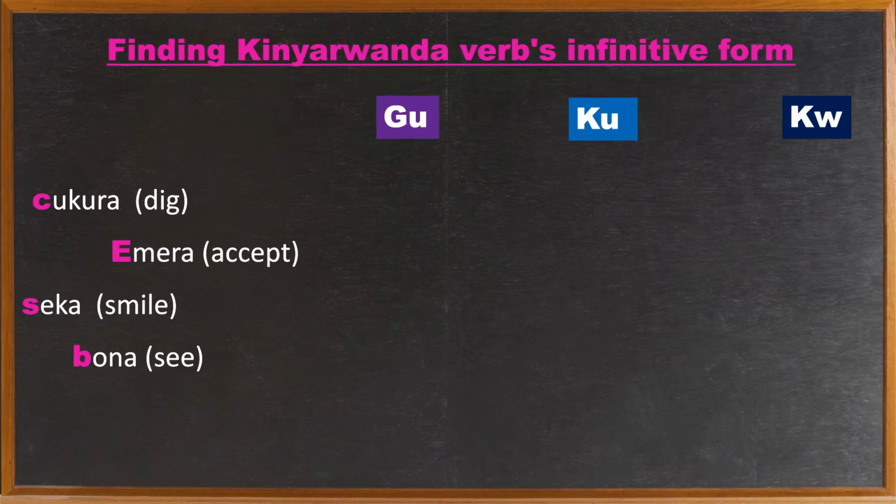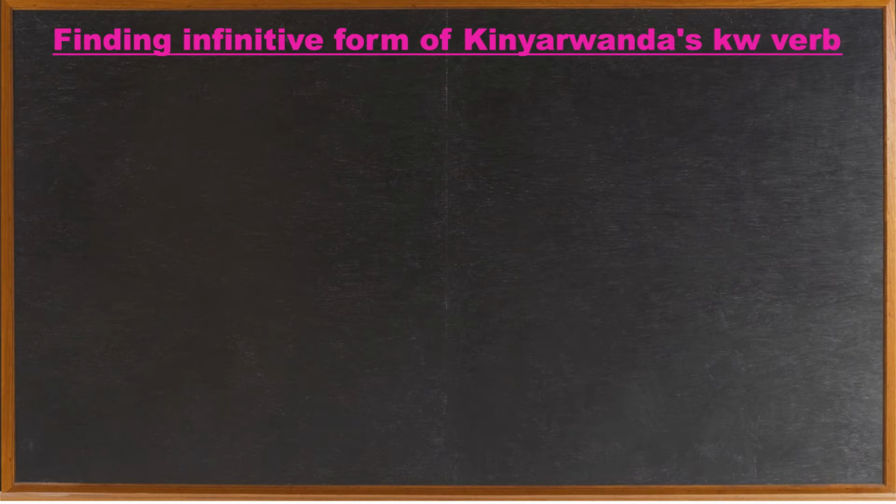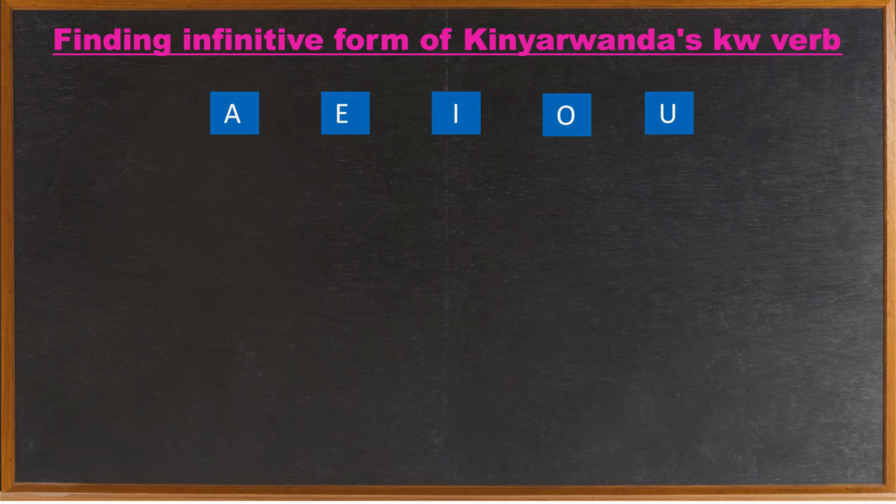Let's start with finding the infinitive form of a Kinyarwanda kw verb. It is really simple. In order to know if a verb is a kw verb, you should look whether it starts with a vowel. We've got 5 vowels in Kinyarwanda, which are a, e, i, o, u. So if a verb starts with any of these vowels, automatically you have to know that it is a kw verb. So let me show you some examples.